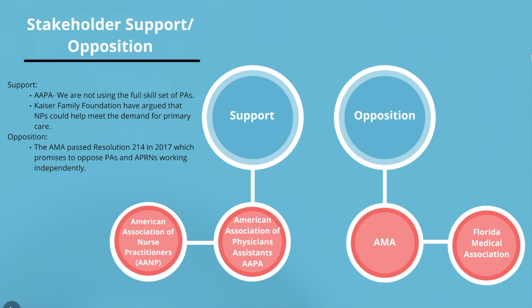The AMA passed Resolution 214 in 2017. The resolution calls for the association to create a national strategy that would effectively oppose the continual nationwide efforts to grant independent practice to non-physician practitioners. The AMA argues that nurses are critical to the healthcare team, but there's no substitute for education and training.